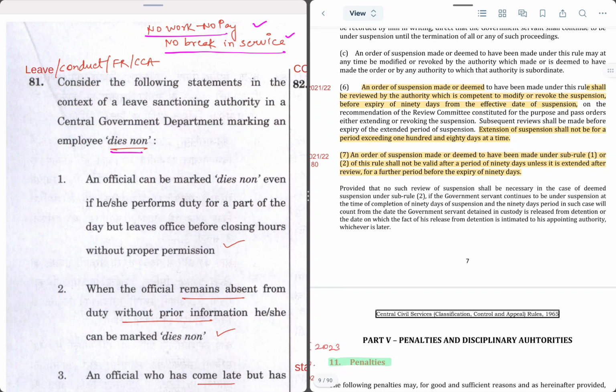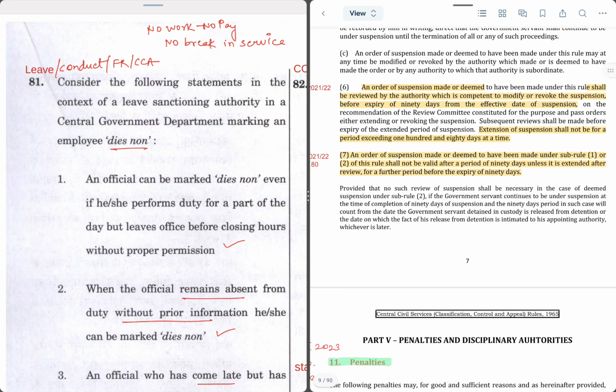Consider the following statements in the context of a leave sanctioning authority in a central government department marking an employee dies non. Statement 1 says that an official can be marked dies non even if he or she performs duty for a part of the day but leaves office before closing hours without proper permission. Yes, he can be marked dies non, because he is leaving office before closing hours without proper permission, and he is not performing the work.